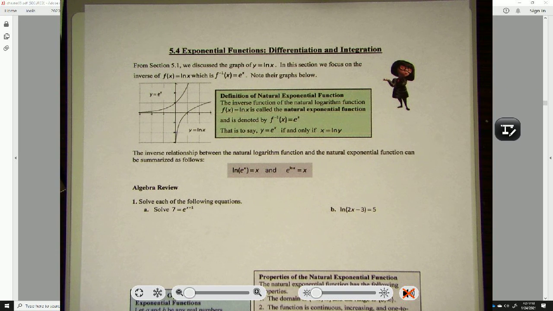Alright. Section 5.1, we'll discuss the graph of y equals natural log of x. In this section, we'll focus on its inverse, which is e to the x. Right? e to the x and natural log of x are inverses of each other.